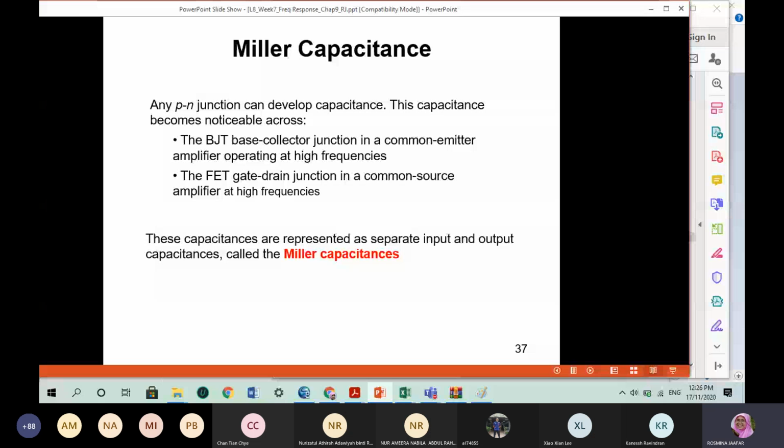This capacitance becomes noticeable across the BJT base-collector junction in a common emitter amplifier operating at high frequencies. It also becomes noticeable for the FET gate-drain junction in a common source amplifier at high frequencies. So these Miller capacitors are obvious for high frequency performance only, and these capacitances are represented as separate input and output capacitance, which are called the Miller capacitance.